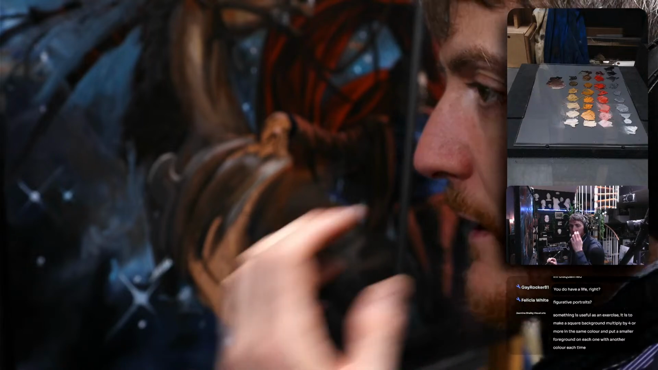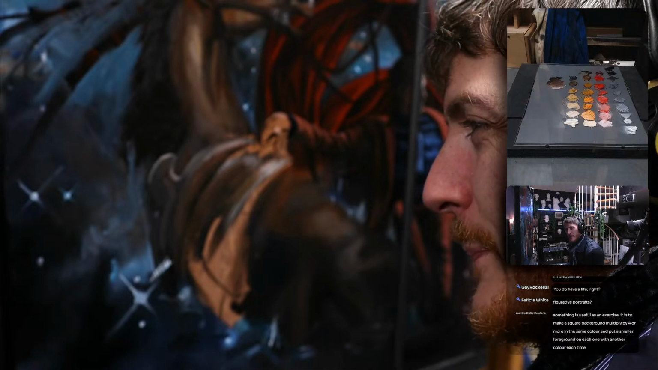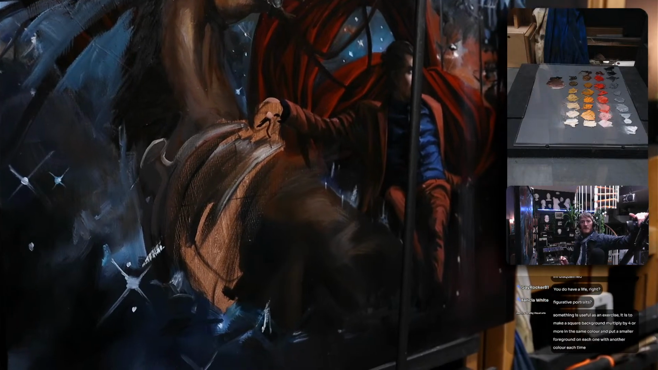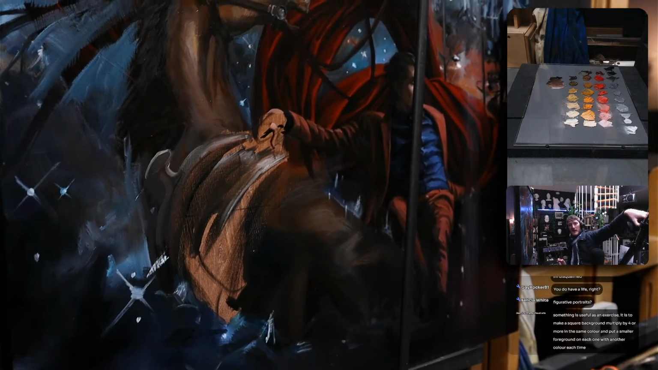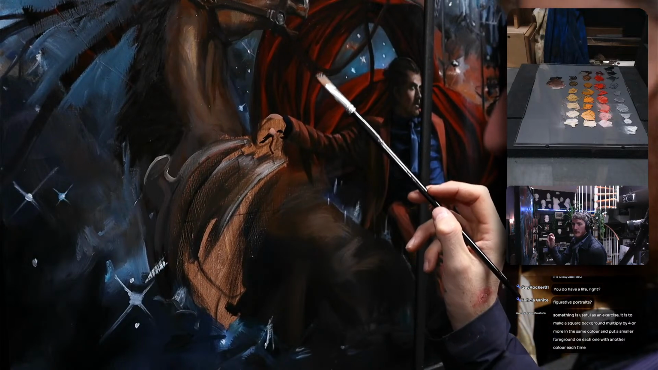Make a square background, multiply by 4 in the same color and put a smaller foreground on each one. I don't get it. Sorry, it's out of focus here. I don't get what the exercise is.